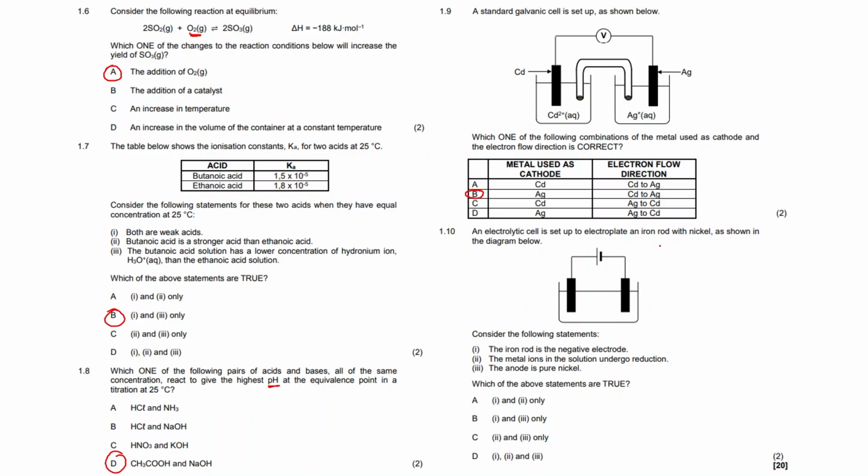So, since we want to plate the iron rod, we want reduction to happen at the iron rod. And reduction happens at the cathode, which is the negative electrode. So we know I is correct. The metal ions in the solution undergo reduction would also be correct, as we want the nickel ions in the solution to be plated onto the iron rod. And then, obviously, if the iron rod is the cathode, the anode has to be pure nickel. So all 3 are correct. So our answer is D.